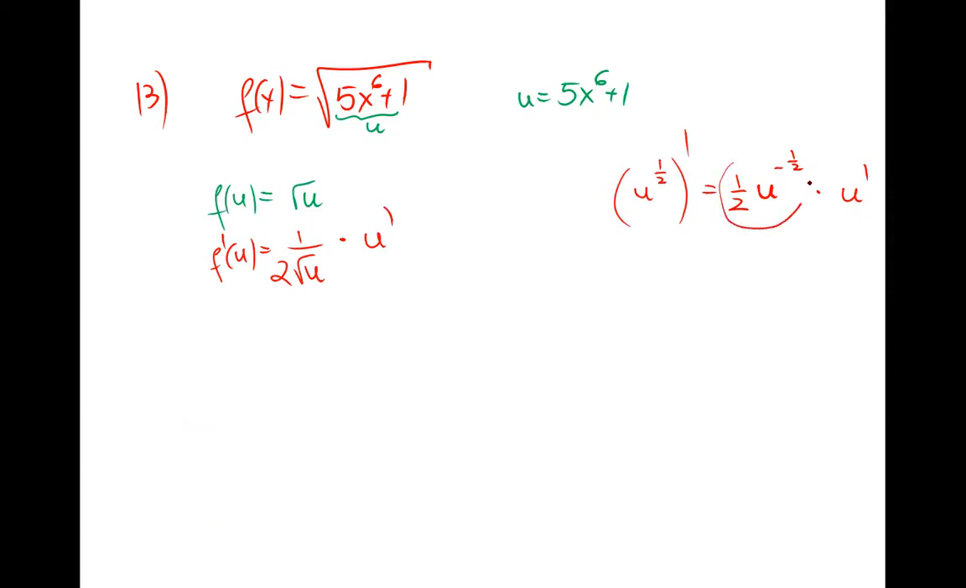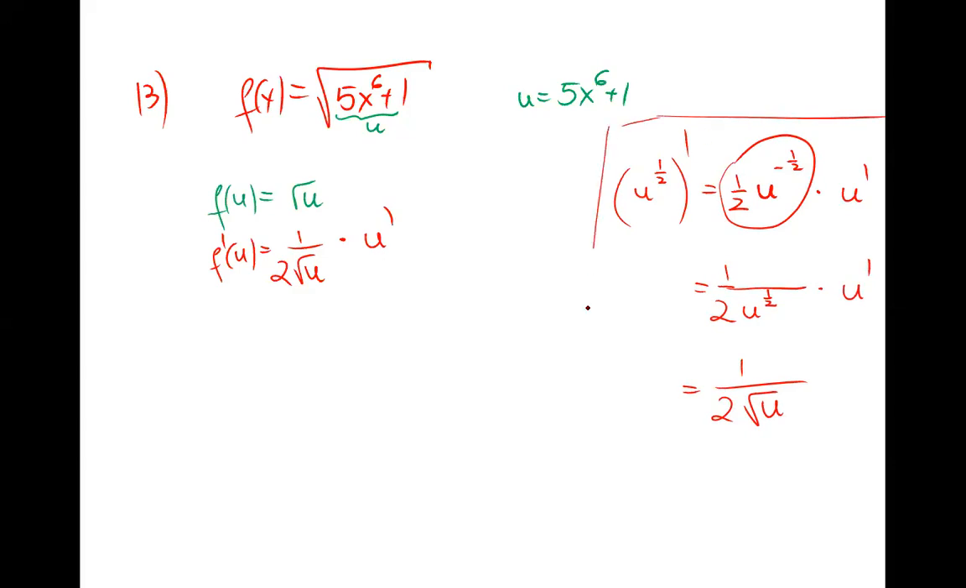But let me simplify this. 1/2 u to the power of negative 1/2 goes in the denominator as positive 1/2, which is square root of u. I was just trying to show you that that's the same thing. One more time, derivative of the square root of u is 1/2 square root of u times u prime. That's my chain rule. Chain of derivatives, chain rule. No product rule, no quotient rule, just the chain.